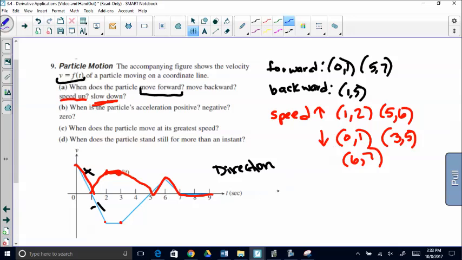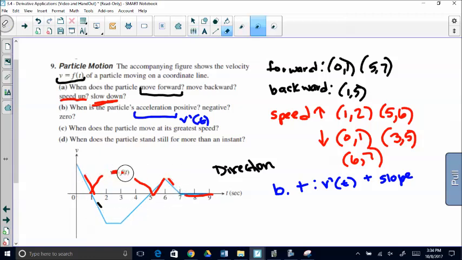So that's question A. Question B says, when is the particle's acceleration positive, negative, and 0? So acceleration would be when the velocity is increasing, because remember the acceleration is the derivative of velocity. So whenever it's positive, that's when the velocity has a positive slope. So if we think about positive slope, well, this function has a positive slope between 3 and 6.